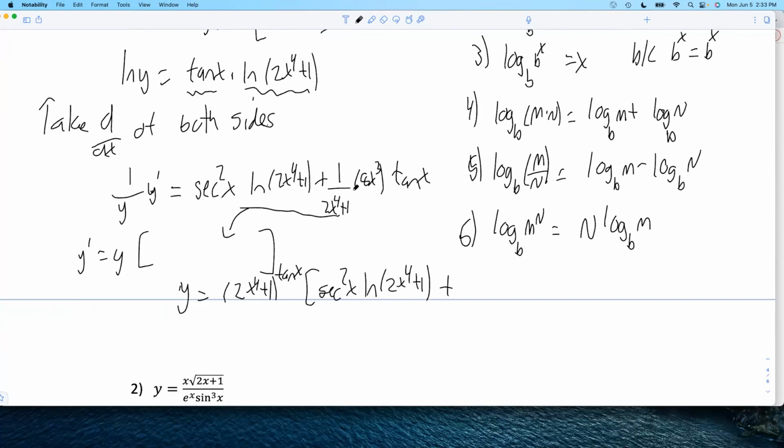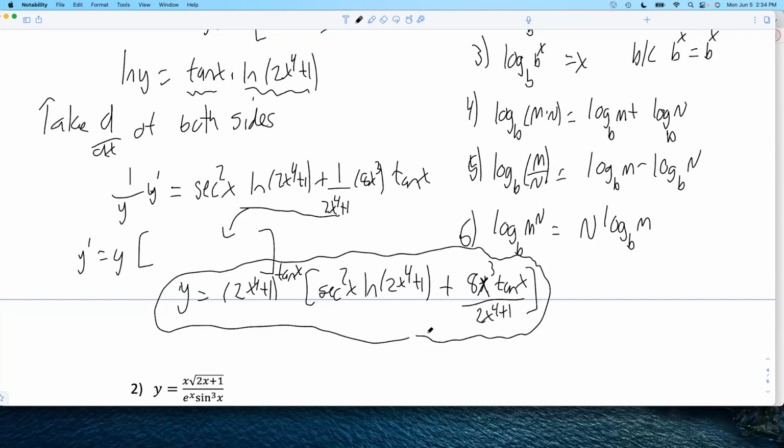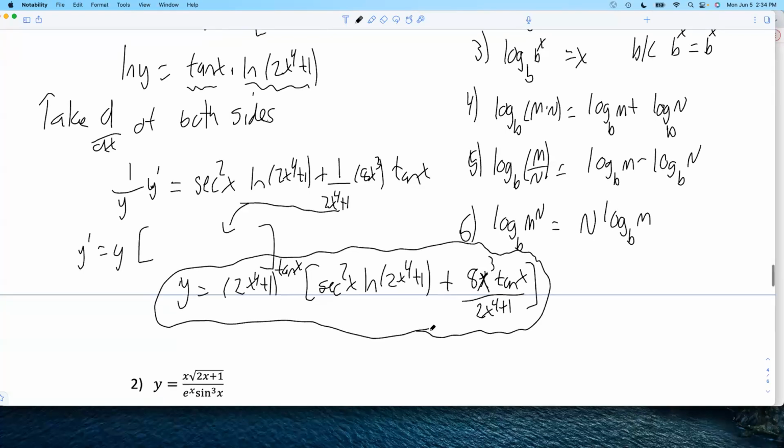And then this fraction here, I'm just going to write that more fraction-y. 8x cubed tangent of x over 2x to the fourth plus 1. And I need my bracket there. That is the derivative. And the only way we could have gotten that is logarithmic differentiation.